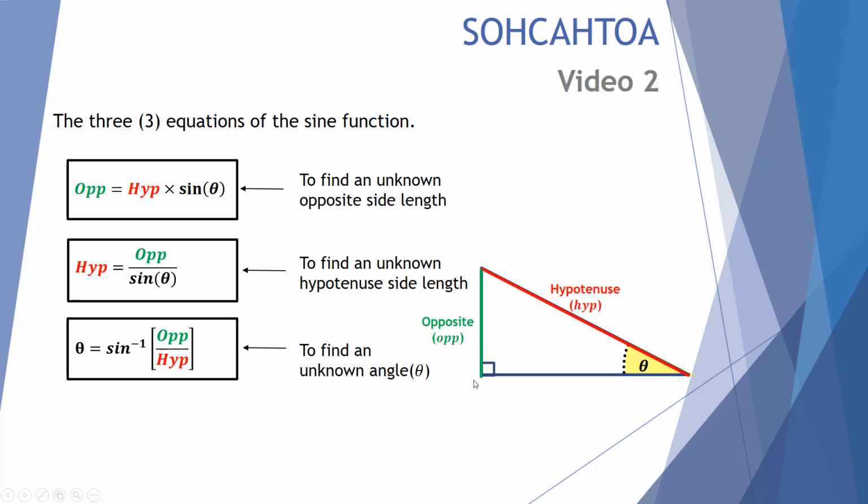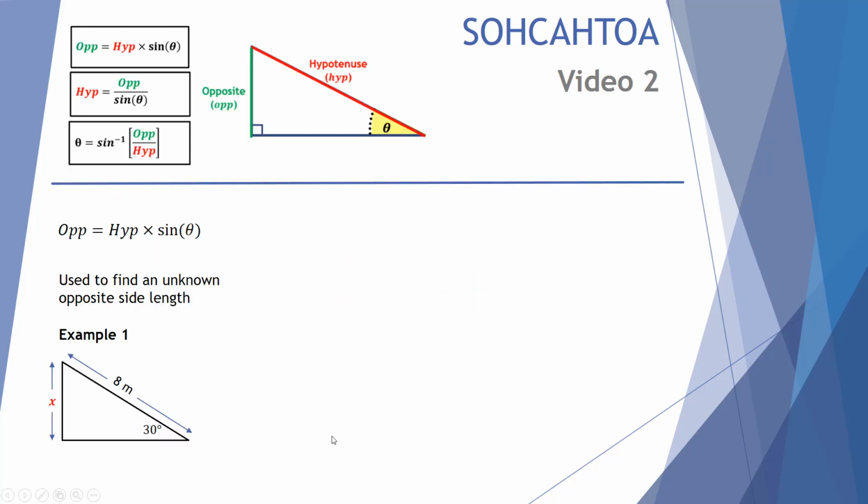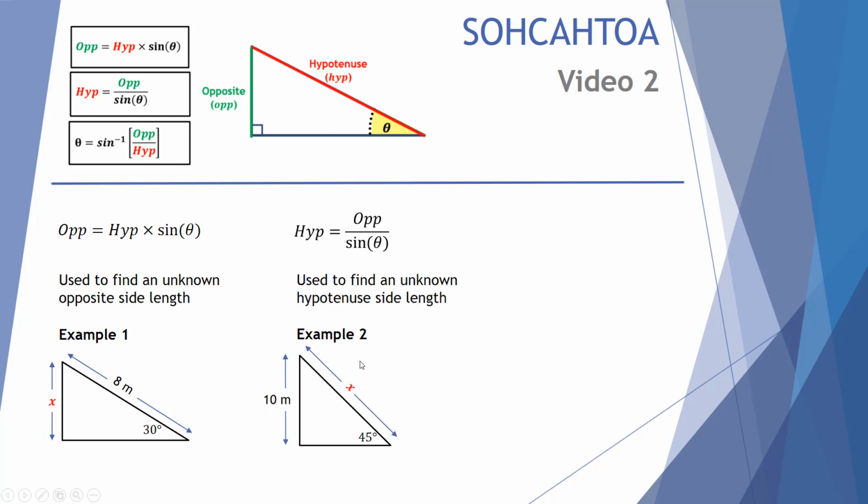Remember, sine is to do with the opposite side length, the hypotenuse, and the angle theta. Now, with these three equations, we can solve any unknown, whether it be opposite, hypotenuse, or the angle for a sine function. Let's have a look at three examples. First of all, opposite equals hypotenuse times sine of theta is used to find the unknown opposite side length. So here we have an example of a right angle triangle with a hypotenuse of 8 meters, an angle of 30 degrees, and an unknown side length of x. So this would be the correct equation to use.